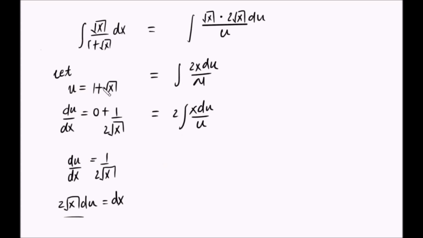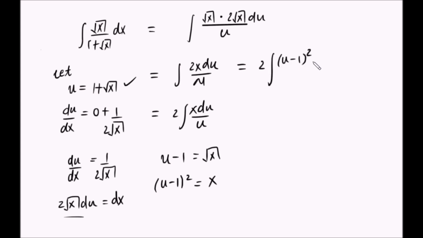Now from this one here, you can see that u minus 1 is just the same as the square root of x. So if I square both sides, u minus 1 squared is equal to the square root of x squared, which is x. So in place of x here, I'm going to write u minus 1 squared. So this is going to be equal to, 2 is outside, remember, u minus 1 squared, this is our x, du, all of this over u.